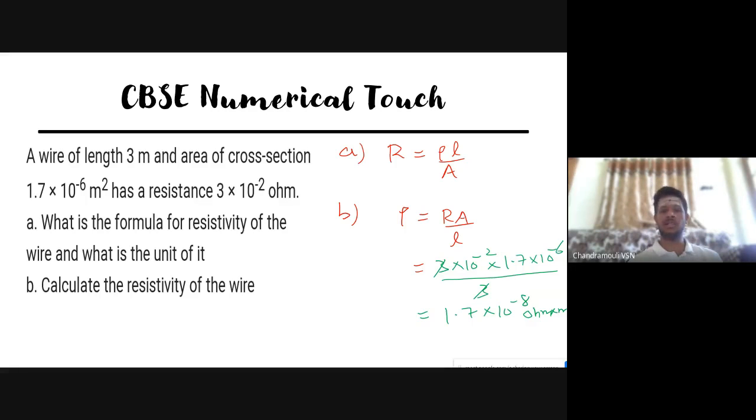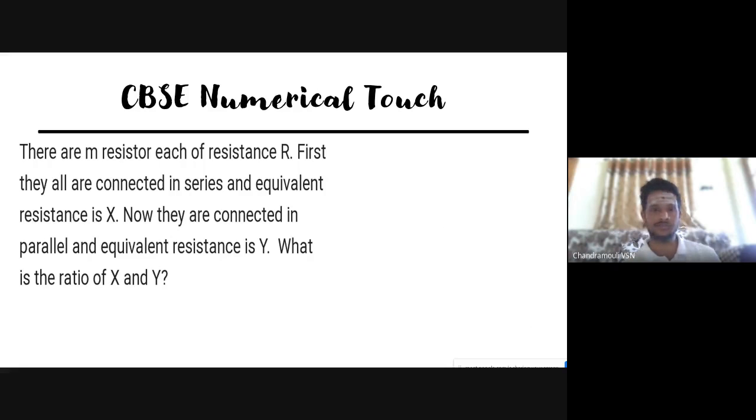This problem, do you understand? This is how CBSE asks these questions, better. The final answer: resistivity of the wire is 1.7 into 10 raised to minus 8 ohm into meter. Next question.